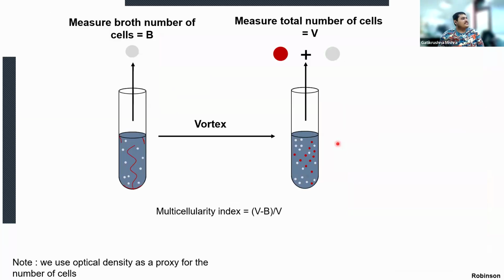So we use this assay called the multicellularity index in terms of optical density, where we measure the OD of just the unicellular medium after growth of 24 hours, and then vortex, and then measure the OD again. So the multicellularity index is given by the OD after vortexing minus before vortexing, normalized by the OD after vortex.